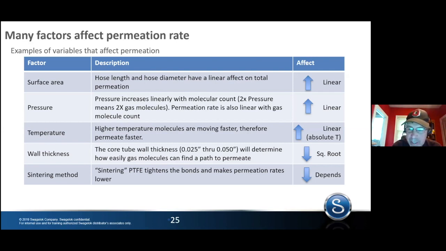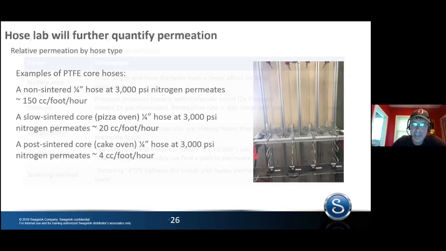But the last one on this list is what we're learning the most about, and that's what we're calling the sintering method. This is a process of creating the Teflon core of a Teflon hose. When Teflon is originally made, it's extruded basically into a tube, and in its purest form, it has a lot of holes in the Teflon molecule creation. Sintering is a way of baking the Teflon that tightens up the bonds and makes the holes smaller.